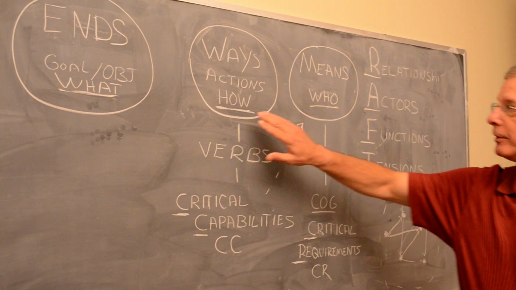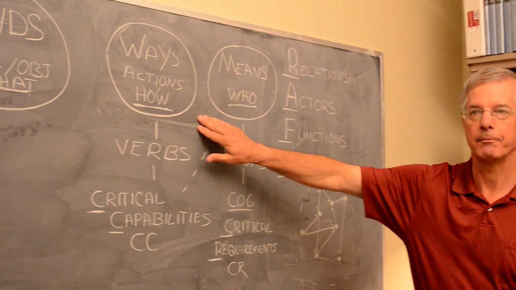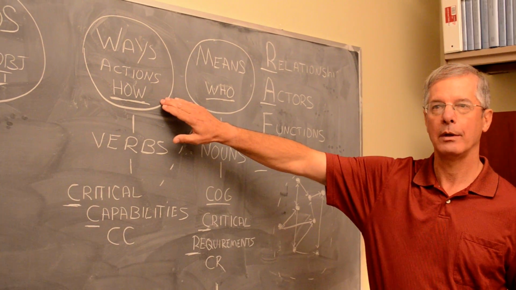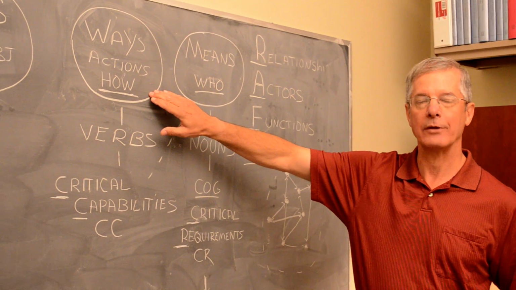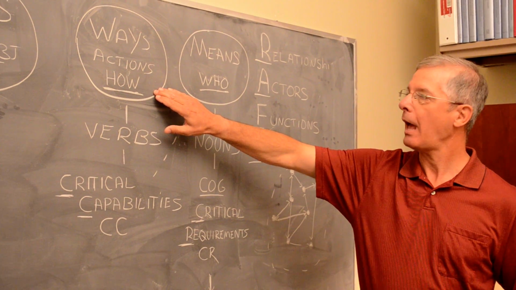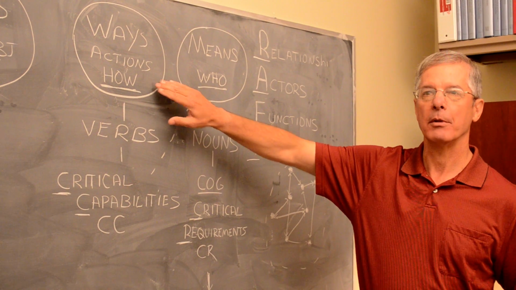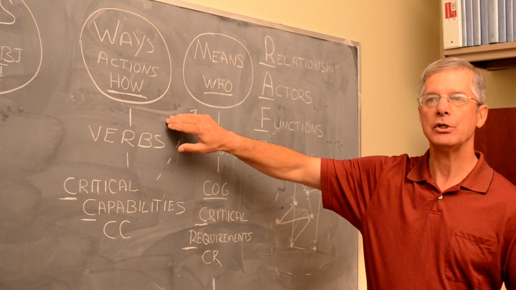The second question is the ways question, or how the entity or system wants to achieve its goal. Ask what actions must be taken, what must it do.